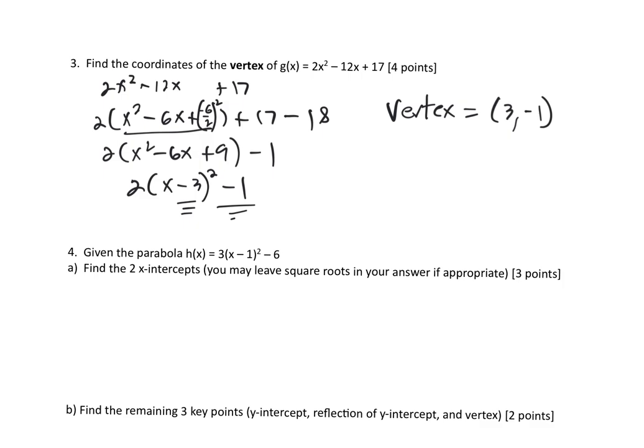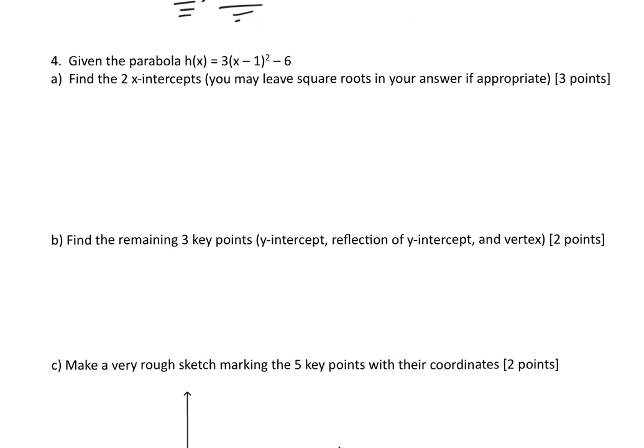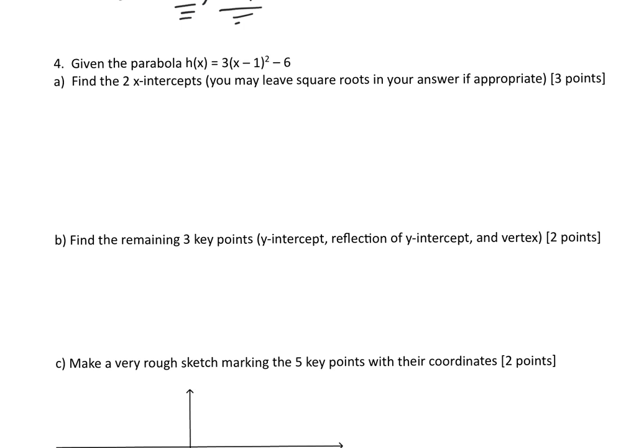Okay, now we're asked, given the parabola 3 times x minus 1 squared minus 6, we want to find the two x-intercepts. When we already have it in vertex form, what we can do is set this equal to 0, because what we're looking for are the two x values where this thing crosses the x-axis. That means that y would be 0, which means that we can say this thing has to equal 0 in order to get the correct x value.